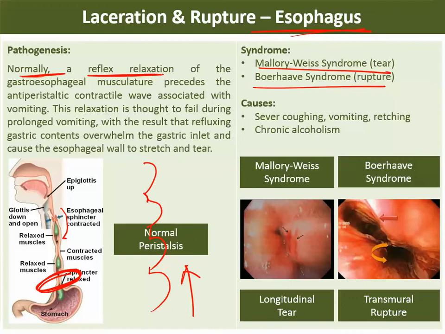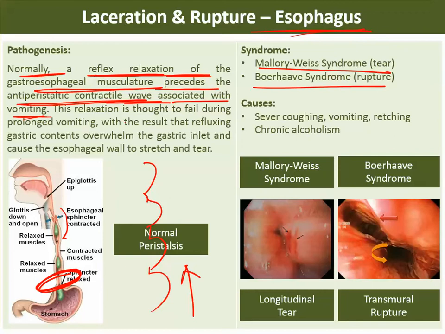The reflex relaxation of the gastroesophageal musculature precedes the antiperistaltic contractile wave associated with vomiting. Understand what I am trying to tell here is, when there is an antiperistaltic wave, before the antiperistaltic wave formation, the sphincter will relax, because otherwise this area will go for rupture. So they know it, so they are relaxing before the start of the antiperistaltic wave. Then the antiperistaltic wave is formed, and the gastric content will come out.